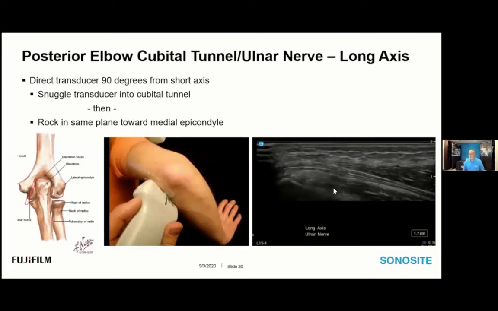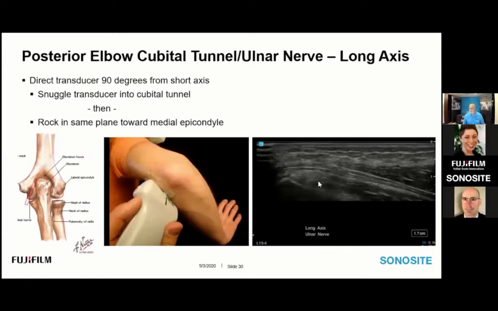As we would with the median nerve as it enters the carpal tunnel, we also want to evaluate the ulnar nerve in long axis through the cubital tunnel as it enters the flexor tunnel, which is a potential zone of entrapment. The transducer is turned 90 degrees from the short axis plane, snuggled into the cubital tunnel, then rocked in that same plane back toward the medial epicondyle while we look for the longitudinally oriented fascicle pattern that's characteristic of all nerves. Once the nerve is longitudinally aligned, pre-entrapment swelling may be observed when present.